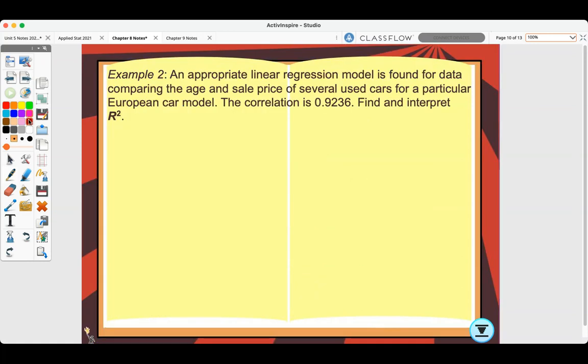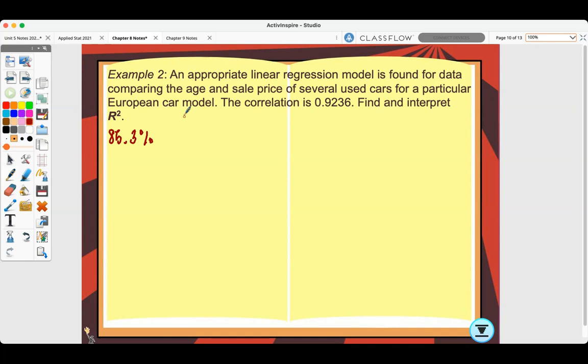Let's go ahead and look at example 2. An appropriate linear regression model is found for data comparing the age and sale price of several used cars in a particular European car model. The correlation is 0.9236. Find and interpret R squared. So if the correlation is 0.9236, R squared would just be to square that. And you should get 85.3%.